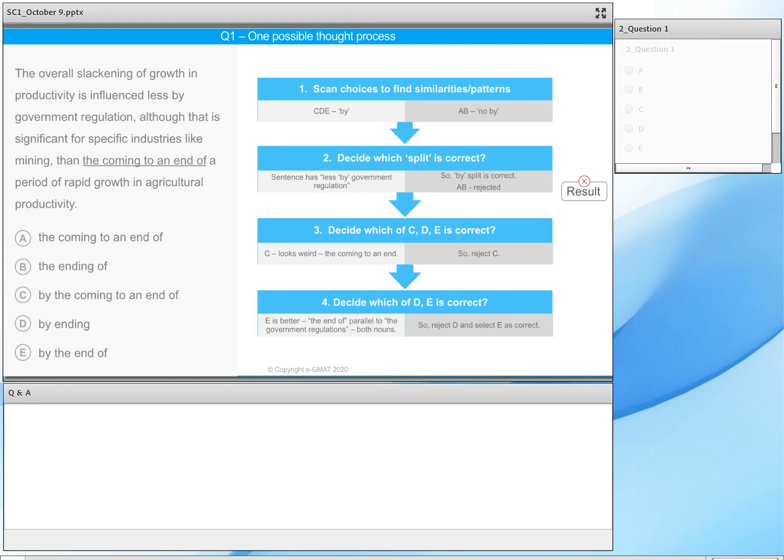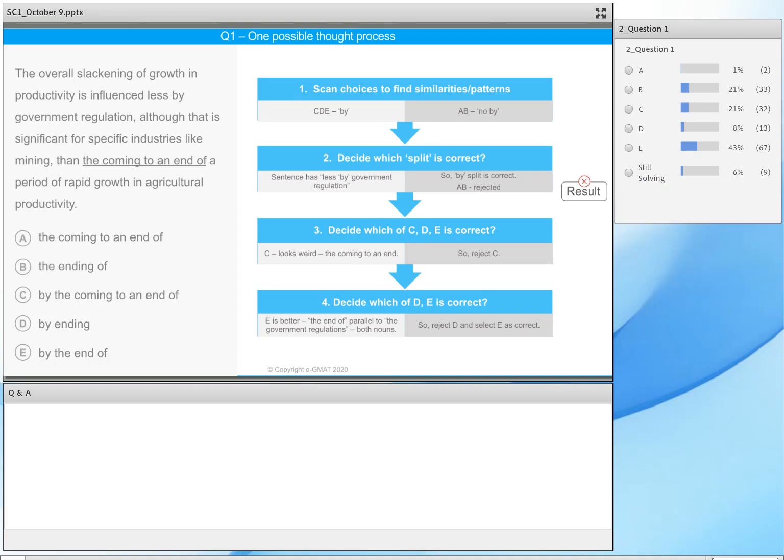So choice C is rejected. And then the choice boils down between by ending and by the end of. If I compare the two answer choices, by the end of looks much more elegant, much nicer. So very straightforward. This is how we talk, this is how we write. So we end up selecting choice E. And if I broadcast your results, that's the result I see with this group as well. 43% of the class, 67 of you, the majority, selected choice E. But if you selected choice E, let me tell you, your answer is incorrect. Choice E is not the correct answer for this question.